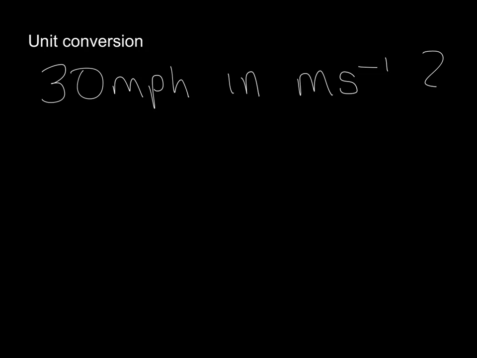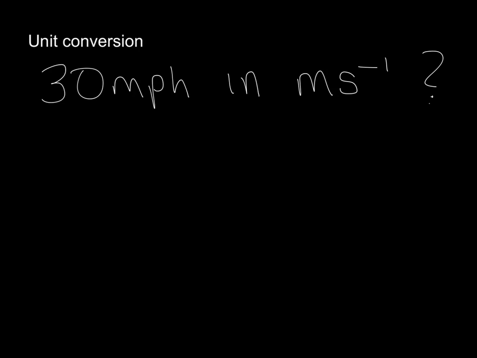So this is just a worked example of that in action. It's always best where possible to use SI units such as meters and seconds, although when we talk about everyday things like the speed of a car, we might talk about miles per hour. So supposing we want to express a speed of, say, 30 miles per hour, but we want this in meters per second.